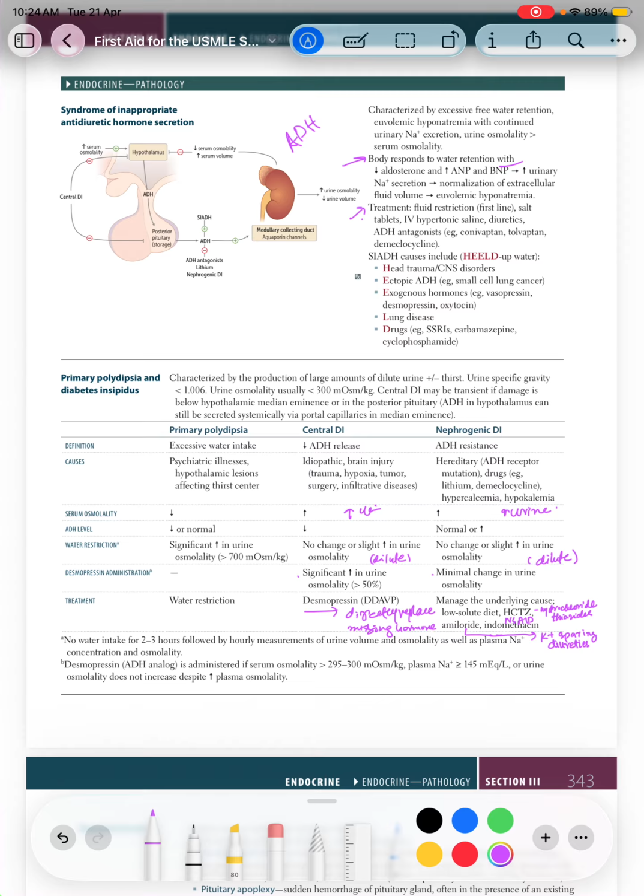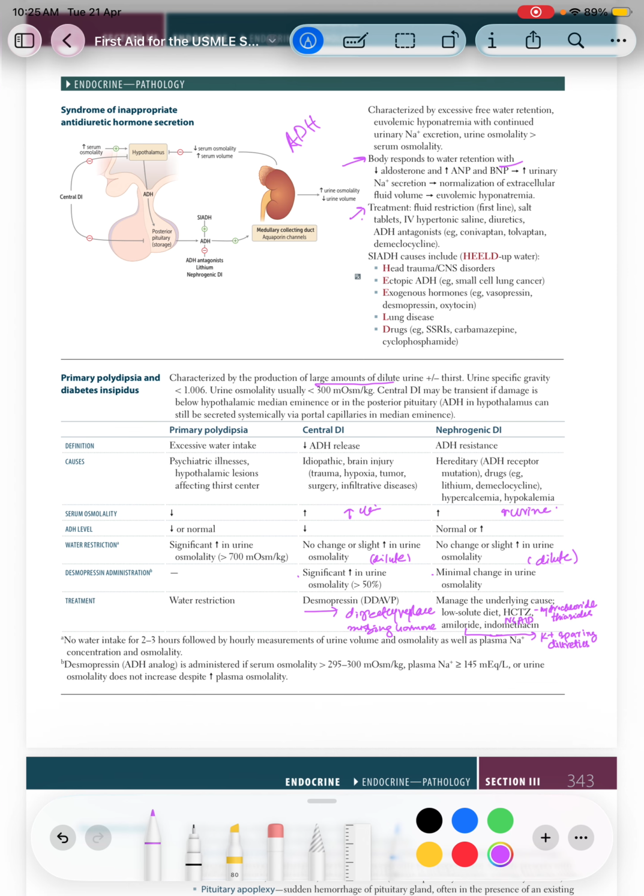Okay, now coming towards primary polydipsia and diabetes insipidus. This is also a pathology, and it is characterized by the production of large amounts of dilute urine and thirst. Urine specific gravity is less than 1.006. Urine osmolality is usually less than 300 milliosmoles per kg. Central diabetes insipidus may be transient if damage is below the hypothalamic median eminence or in the posterior pituitary. ADH in the hypothalamus can still be secreted systemically via portal capillaries in the median eminence.